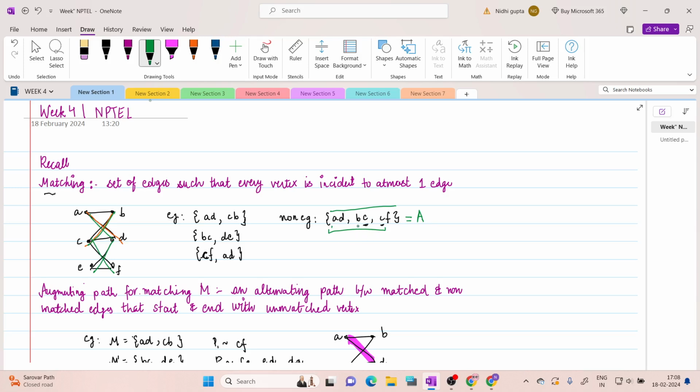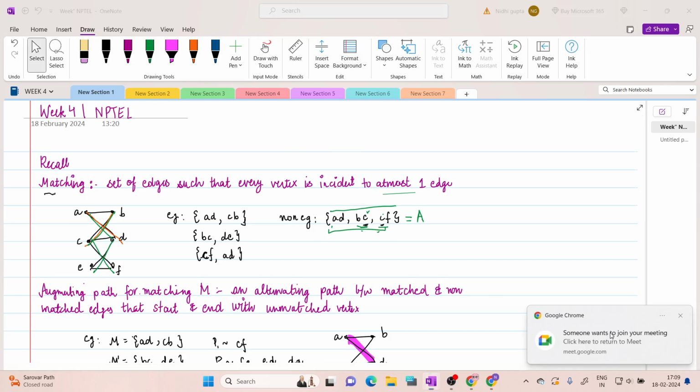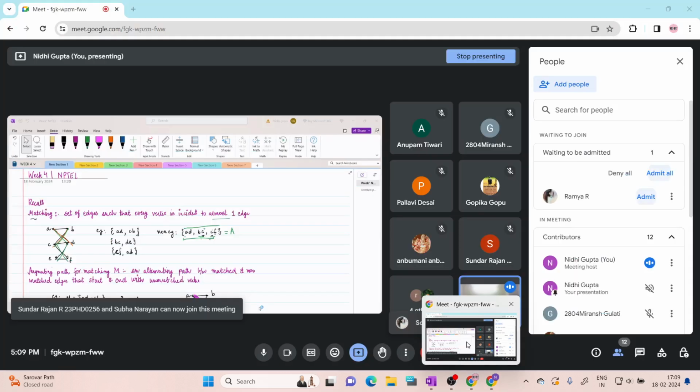Yes, exactly. So here you see, if you look at the edges BC and CF, the vertex C is adjacent to two edges. But the requirement for a matching is that it should be adjacent to at most one edge. So this vertex C is violating this property. Therefore, this is not a matching. Is the definition of matching clear to everyone? Yes. Okay.